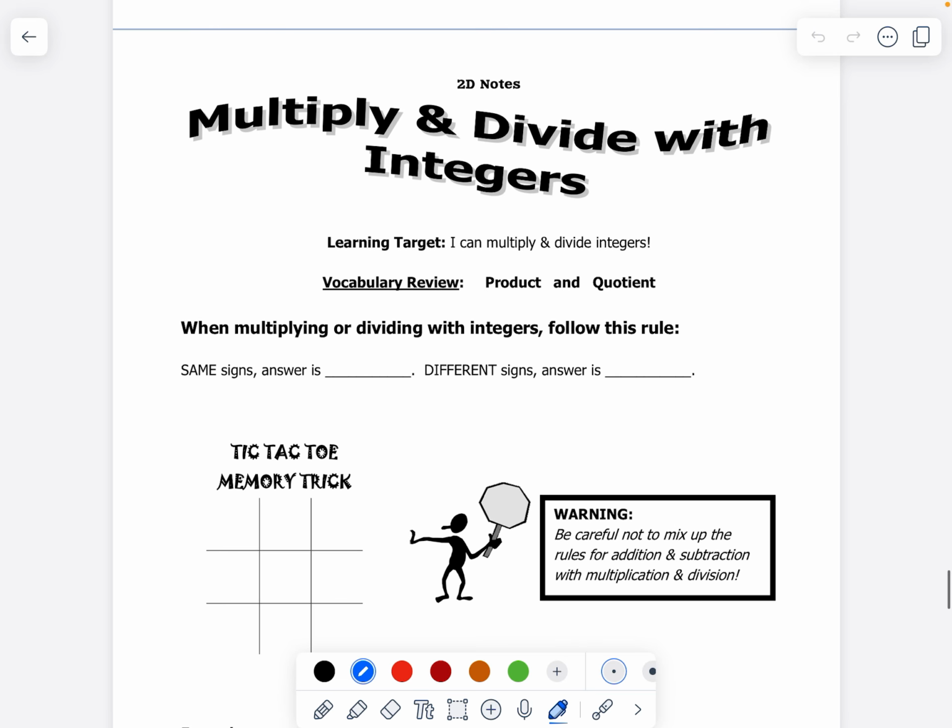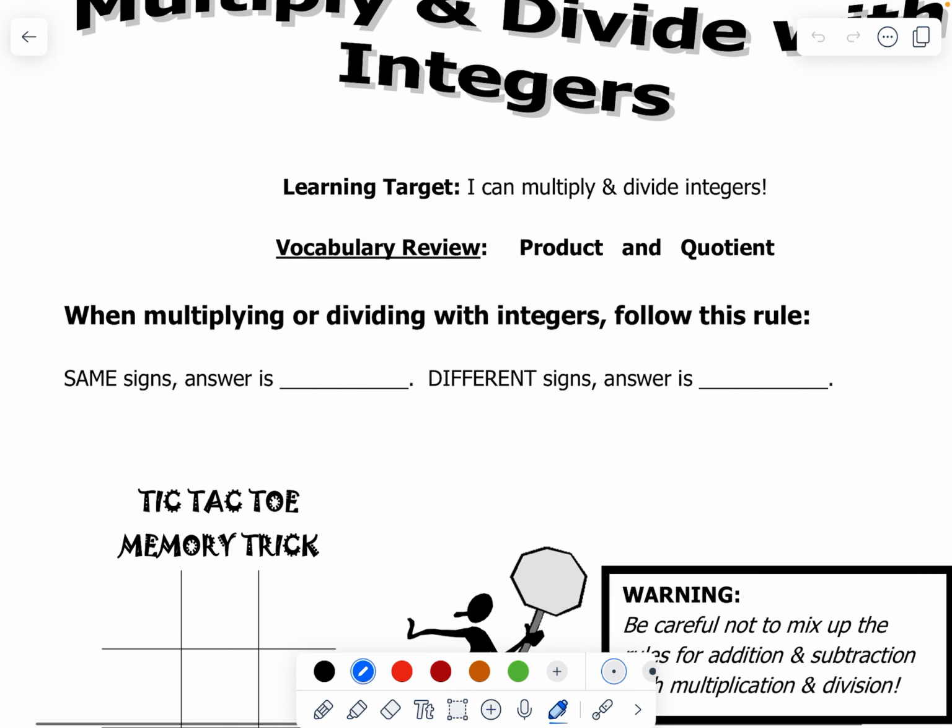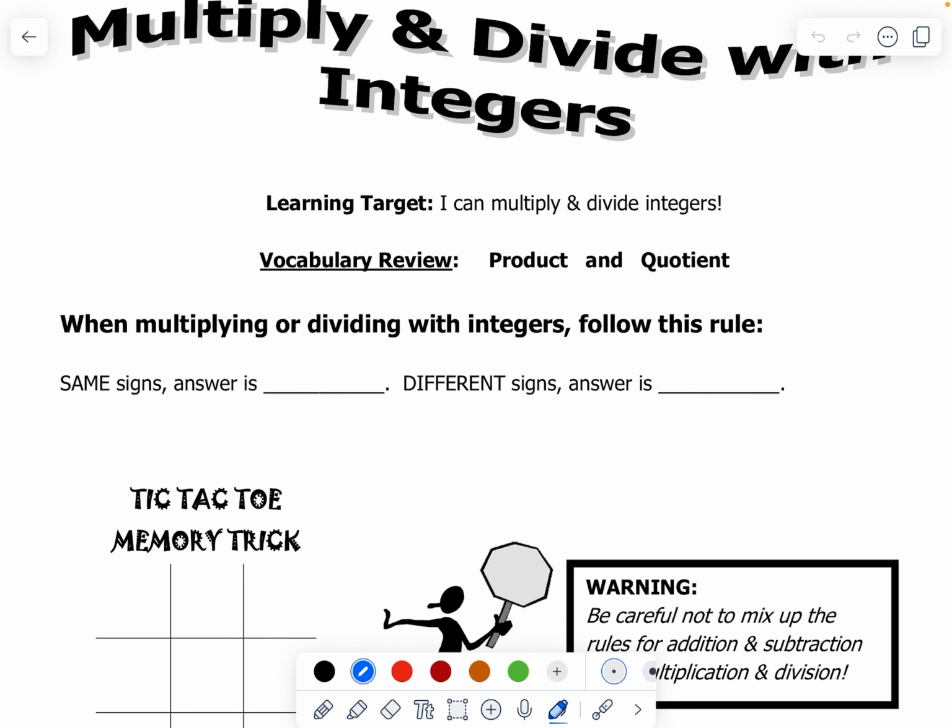We will be looking at multiplying and dividing with integers. Our learning target is I can multiply and divide integers. So a little bit of quick vocabulary review. A product is the answer to a multiplication problem, while a quotient is the answer to a division problem.